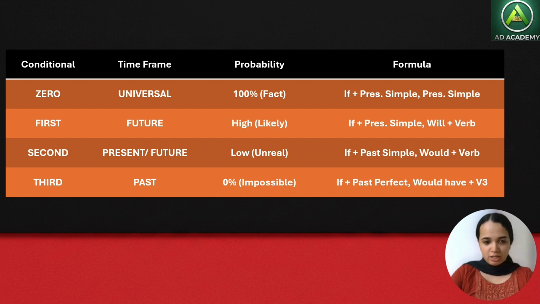So please do take a screenshot of this table. So do study hard. Like an equation, you can study this very easily.